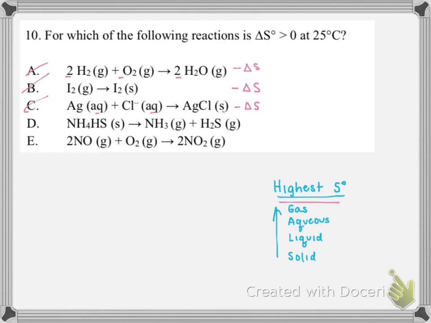In D, we're going from solid to some gases. So we're taking something with a very low entropy value and making 2 things with very high entropy values. So that one's going to have a positive delta S. But let's look at the last one too. So we have 3 moles of gas going down to 2 moles of gas. So this one does have a negative delta S. Confirming that D is going to be our correct answer here.